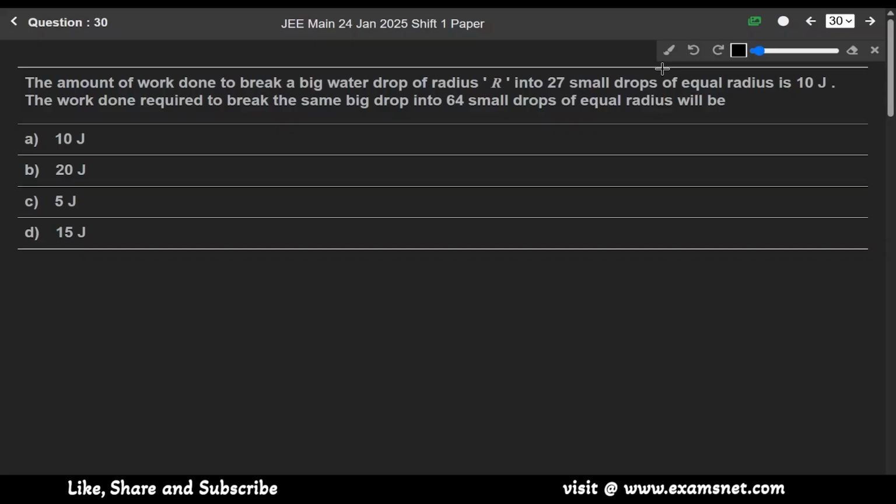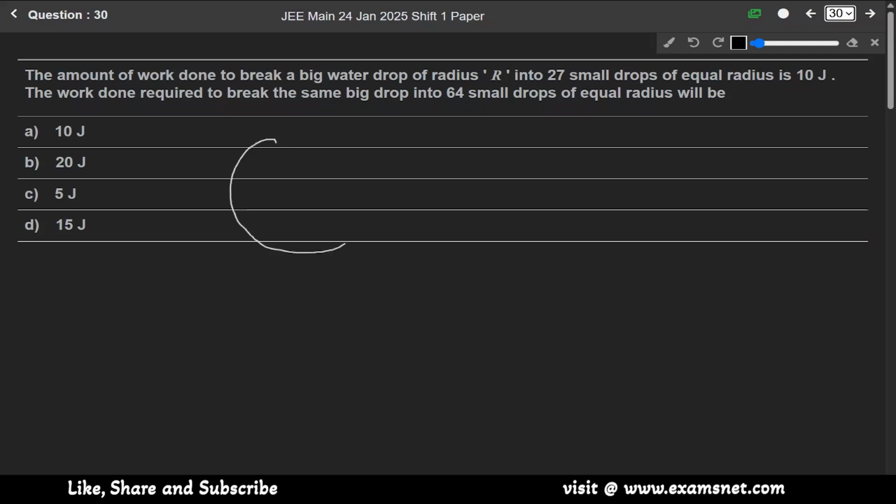Now the next question is 30. The amount of work done to break a big water drop of radius r into 27 small drops of equal radius is 10 joule. The work done required to break the same big drop into 64 small drops of equal radius will be. Okay. So first of all, let us say this is a big water drop and its radius is given as capital R. Okay. Let's say it is breaking up into several small drops.